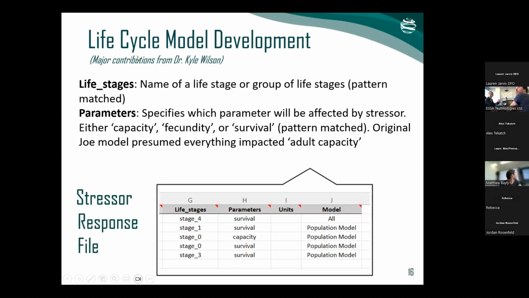These are the two new columns in the stressor response workbook. You can leave them blank if you're just working with the Joe model, but if you want to run a life cycle model, then you can specify these stressor response linkages.